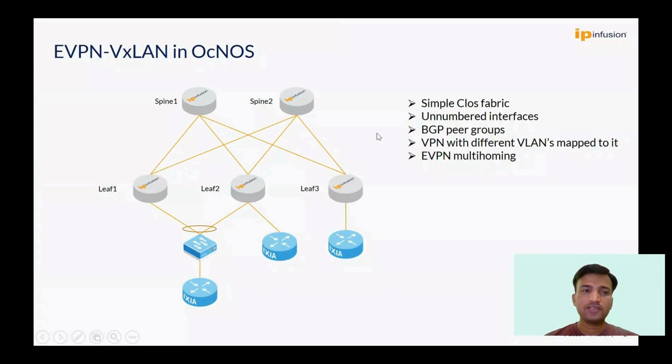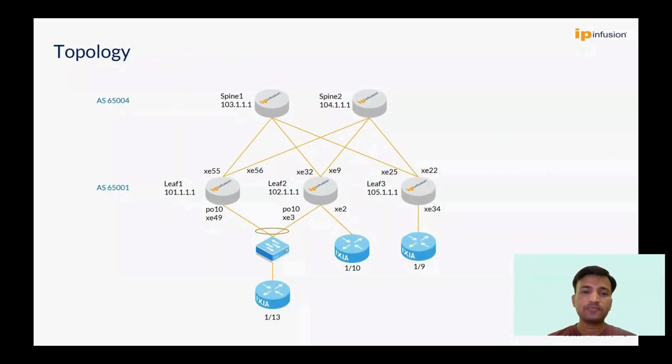Last time we saw this Clos fabric and demonstrated how to configure using unnumbered interfaces, BGP peer groups, and how we handle different VLANs in the same VPN. We have also seen multi-homing configurations.